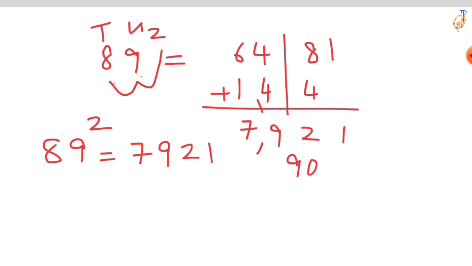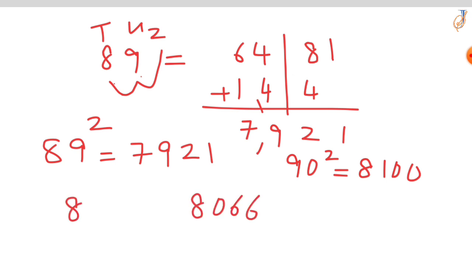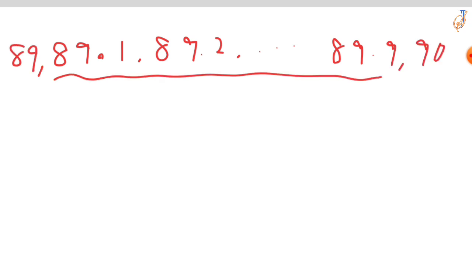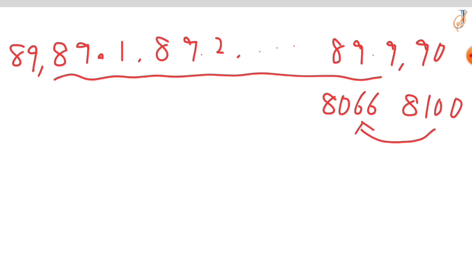Then 90 power 2 is 8100, but our result is in 8066. That means our result should be in between 89 and 90. In between only. The in-between numbers are 89.1, 89.2, and so on, 89.9, and then 90. Our result is 8066 and 90 power 2 is 8100. It's very near to there. So let's try 89.8 or 89.9. Let's try 89.8.